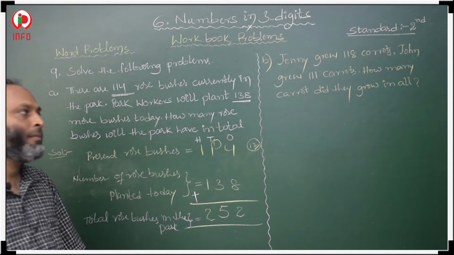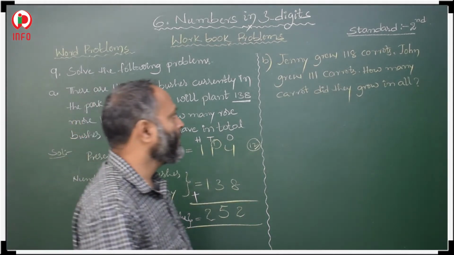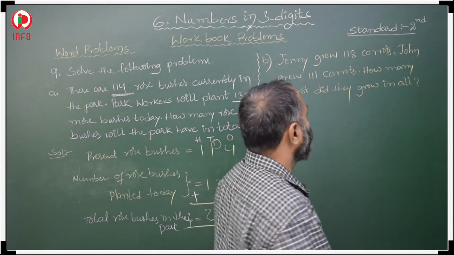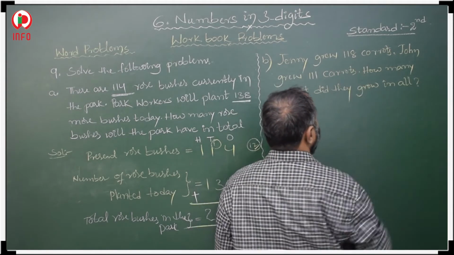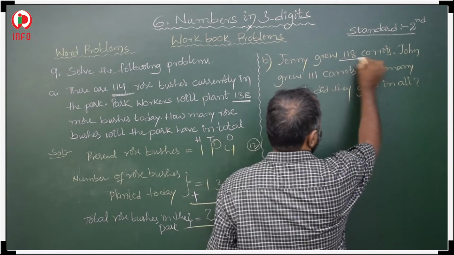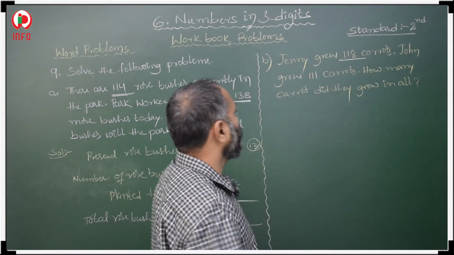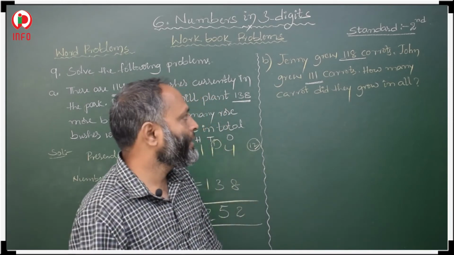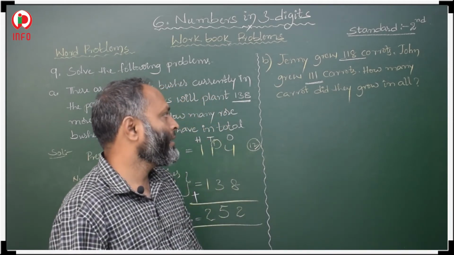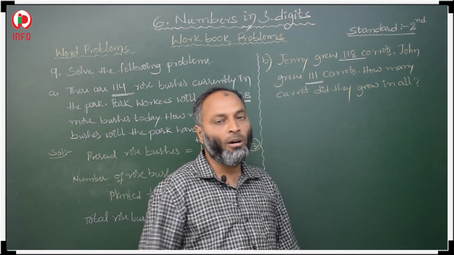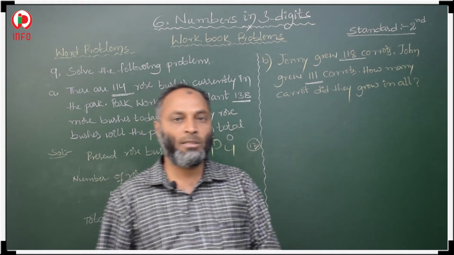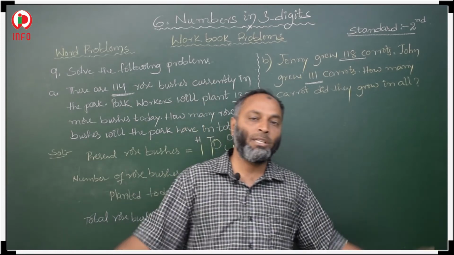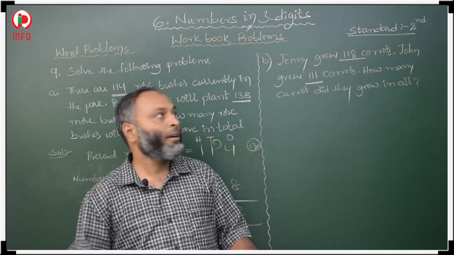Okay, now the second question. Jenny gave 118 carrots. How many? 118 carrots. Then after that, John gave 111 carrots. Then how many carrots did they grow in all? In all he is asking, in all means combined. Combined means we have to add. We have to add total carrots.